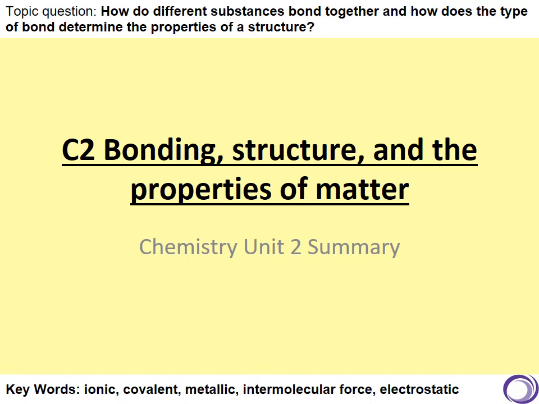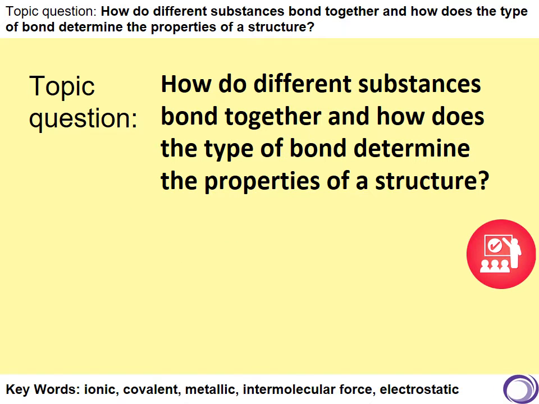This is a summary video for the AQA Trilogy specification for the C2 bonding, structure and properties of matter topic. In this unit, we look at how different substances bond together and how the type of bond determines the property of a structure.